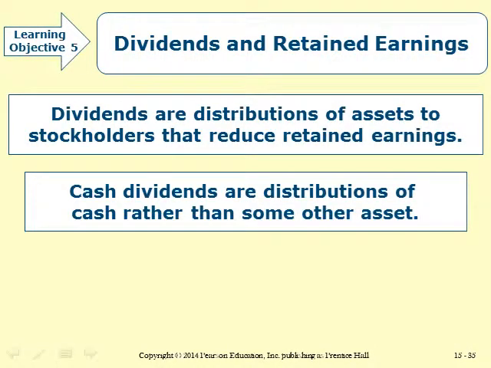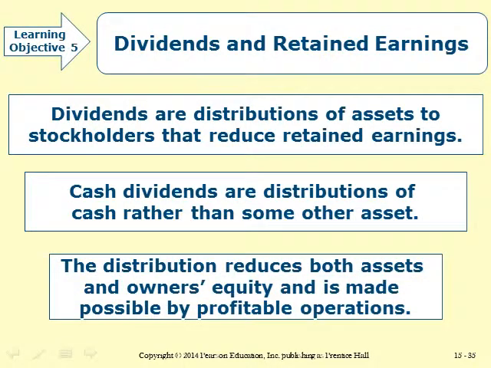So dividends are distributions of assets to stockholders that reduce retained earnings. Cash dividends, often simply called dividends, are distributions of cash to stockholders. They simply distribute assets, cash, to the owners of those assets, stockholders. They reduce both assets and owners' claims on these assets, or retained earnings. The distribution is made possible by profitable operations that generate cash.